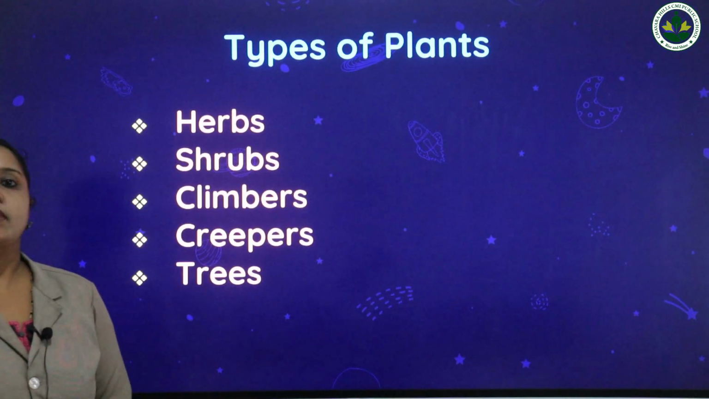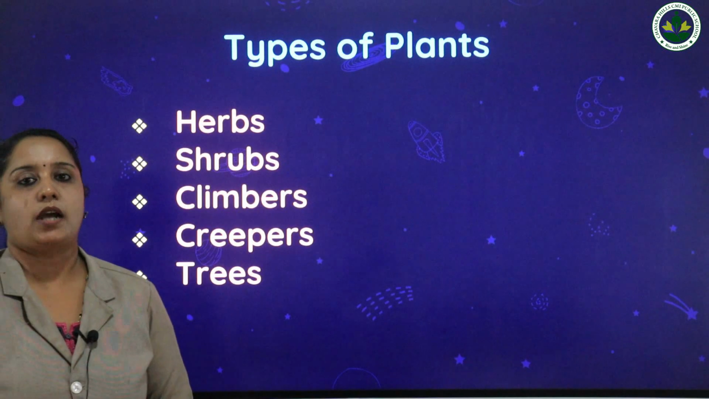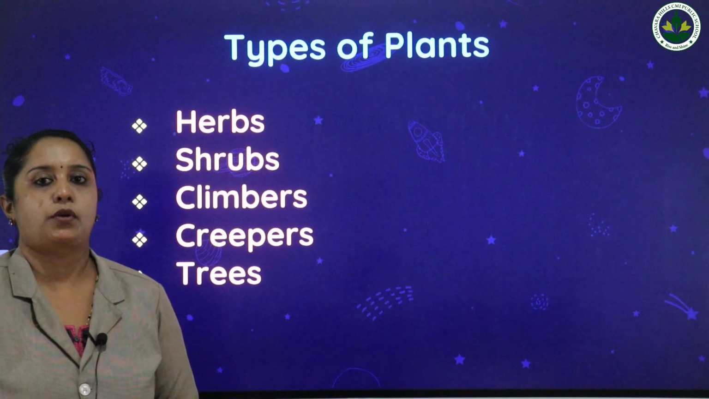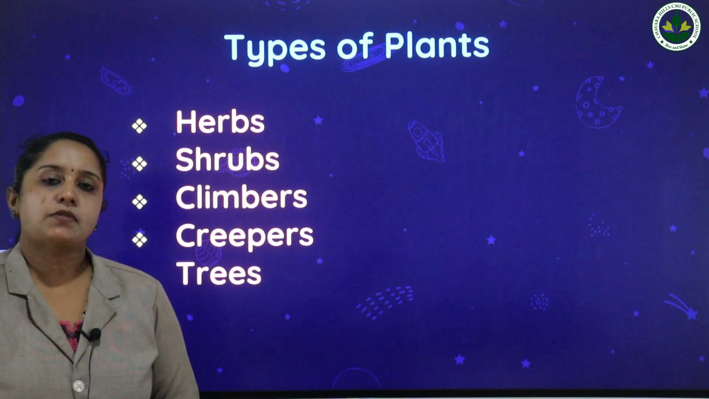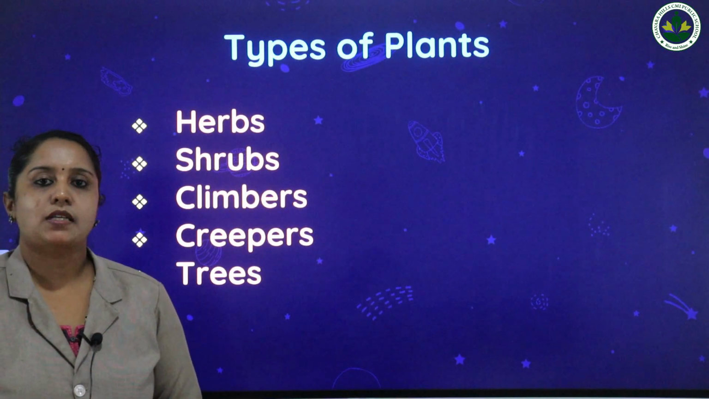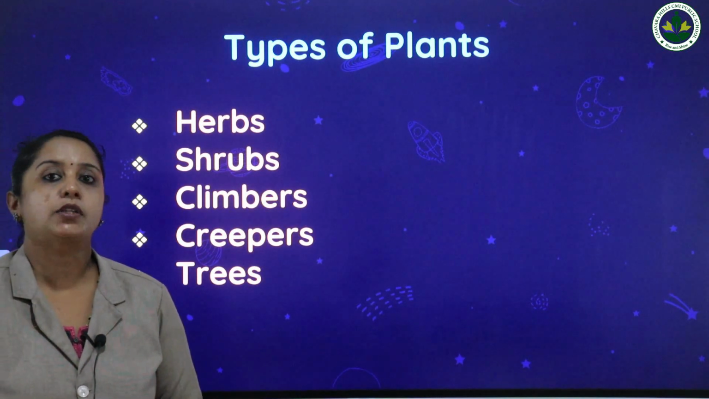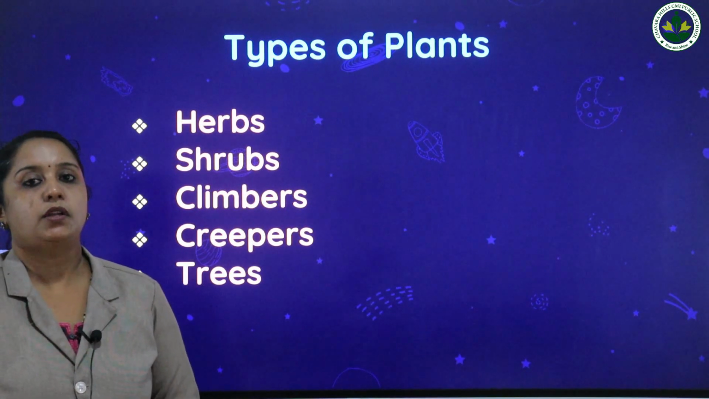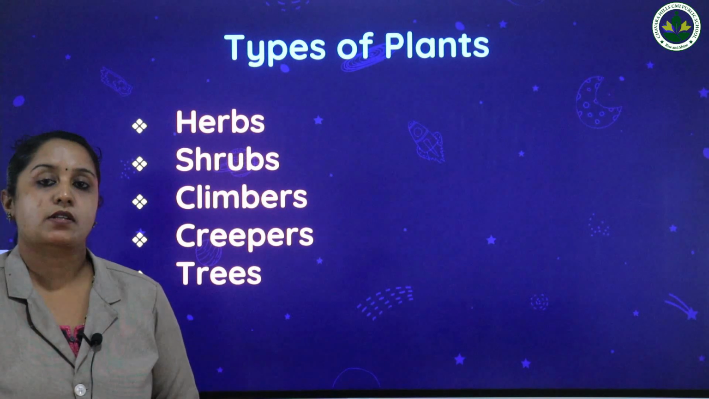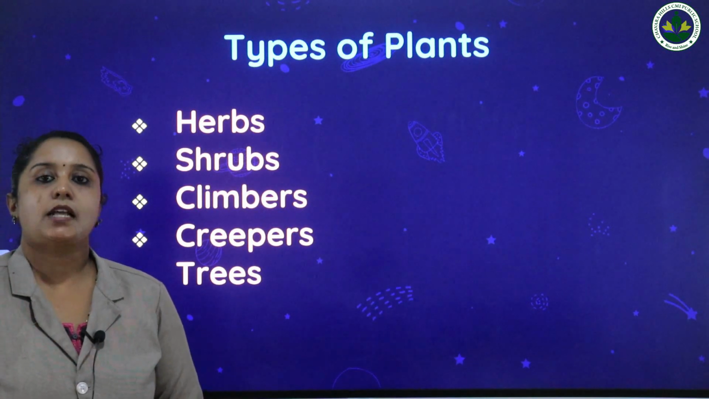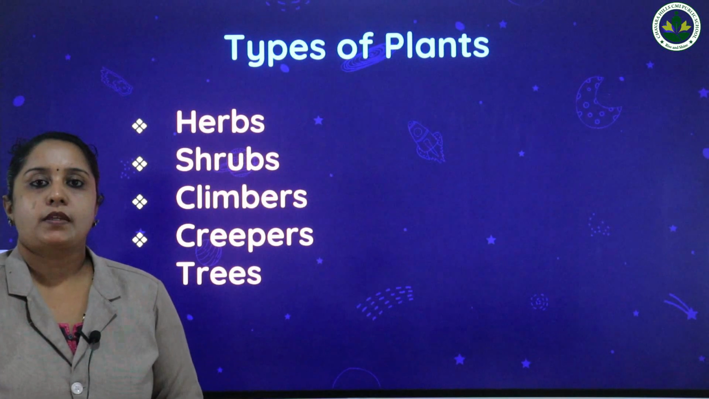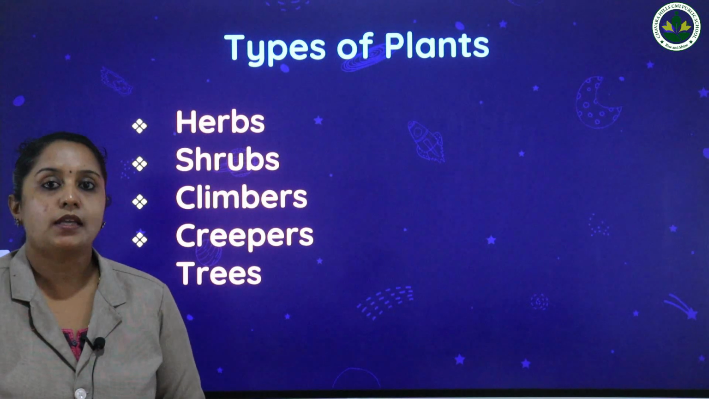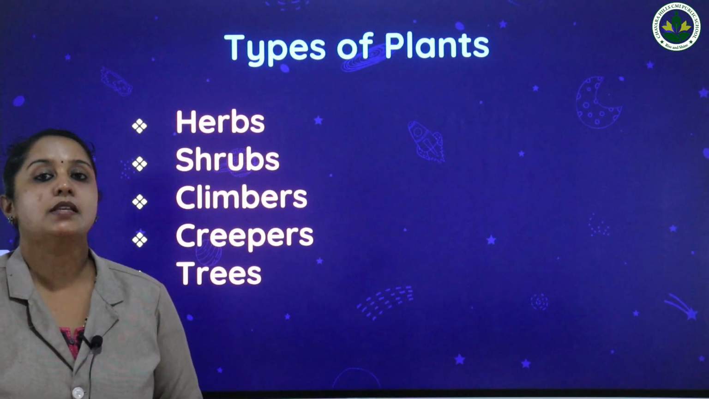Okay, there are different types of plants. Just go around your garden and observe the different types of plants that you see in your garden or in your courtyard or in your place. Have you noticed the changes in the stem? We studied about the different parts of the plant, isn't it? So the plants are classified into different types based on their structure of the stem. Just tell me, where do you see the stem? You see the stem below the ground or above the ground? Yes, above the ground.